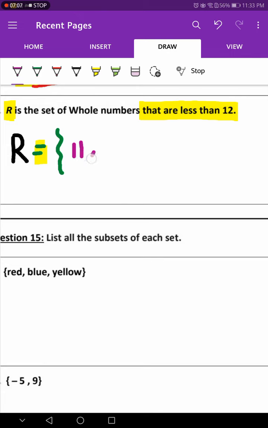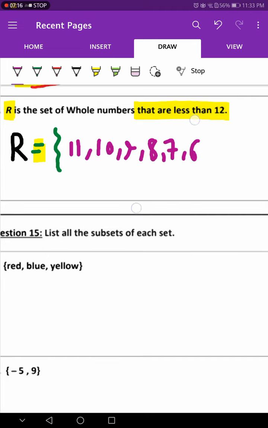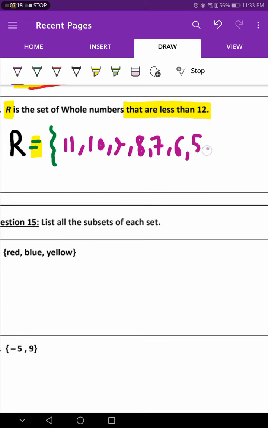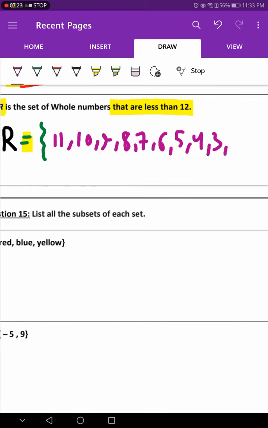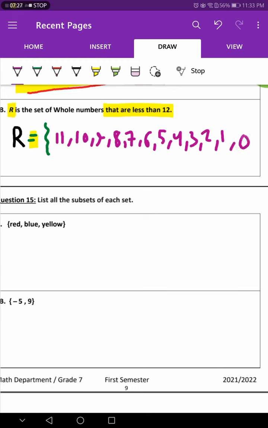So all the numbers that are less than 12, easy. 11 is less than 12, 10 is less than 12, 9, 8, 7, 6, 5, 4, 3, 2, 1, and 0. Teacher, can I continue to the negatives? Don't go to the negatives. Why? Because the whole numbers are only the natural numbers plus 0.